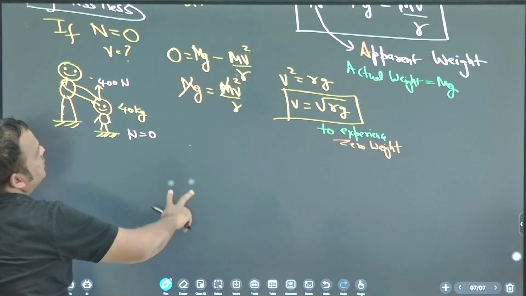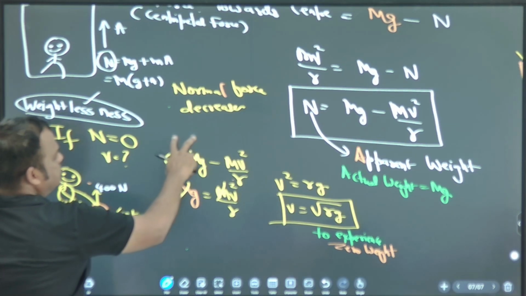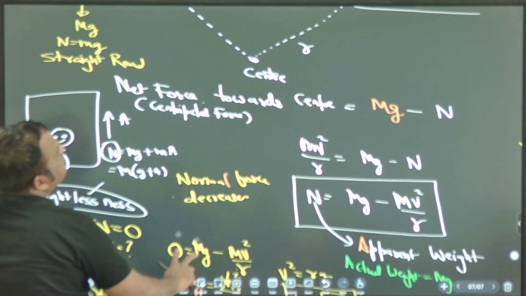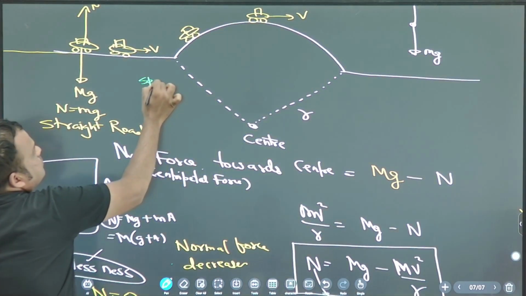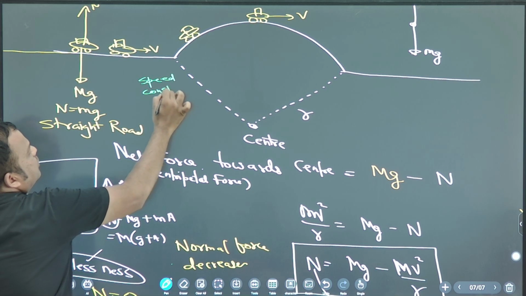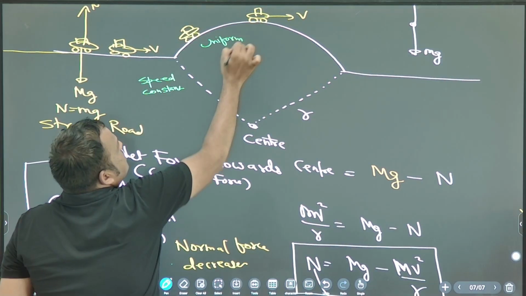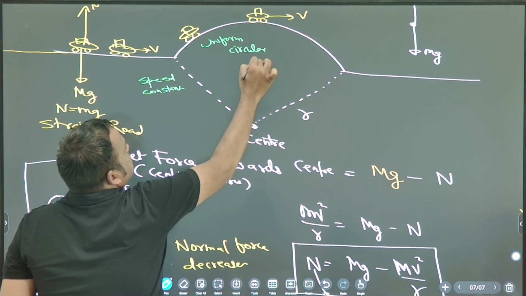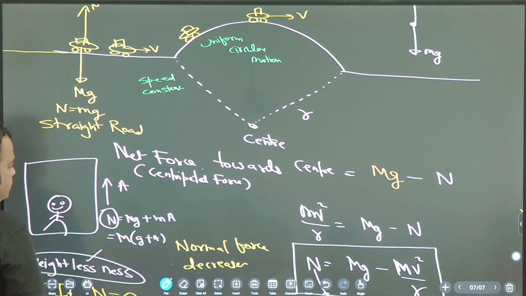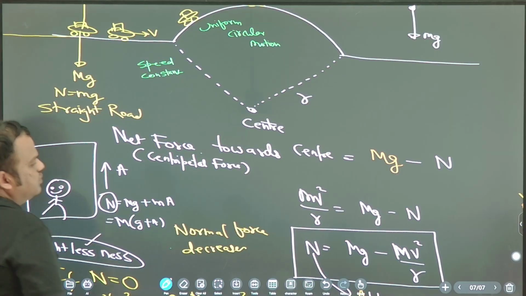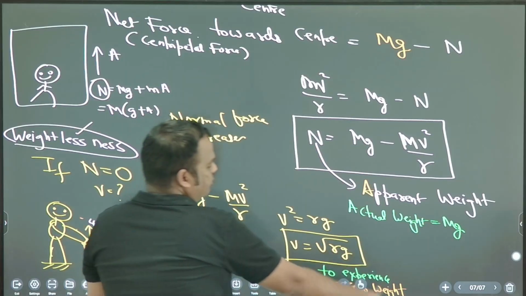Tangential acceleration is 0. Speed is constant. So it is uniform circular motion. What type of circular motion? Uniform circular motion. Speed is constant. So to experience zero weight, square root of Rg.